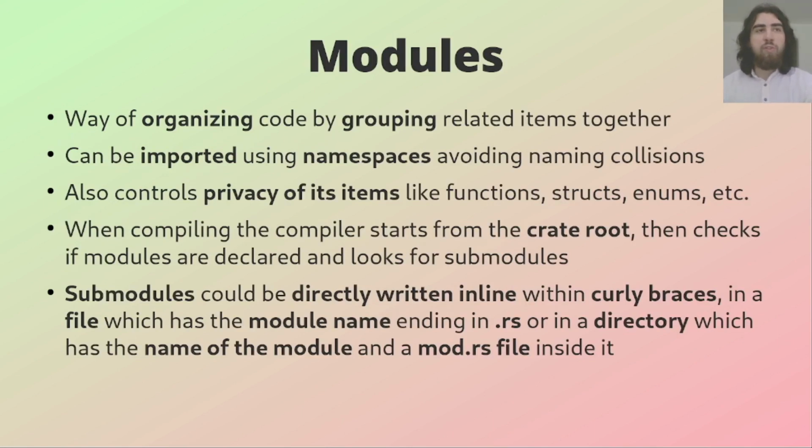Then we have modules. A module is a way of organizing code by grouping together related items. Modules can be imported using namespaces, avoiding naming collisions. It also controls the privacy of its items like functions, structs, enums, and so on. When compiling, the compiler starts from the crate root. We have seen in a binary crate this would be in main.rs, and in a library it would be lib.rs.